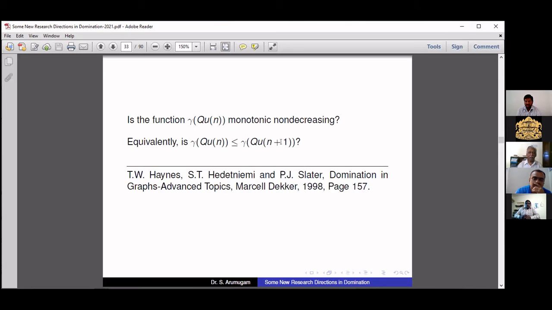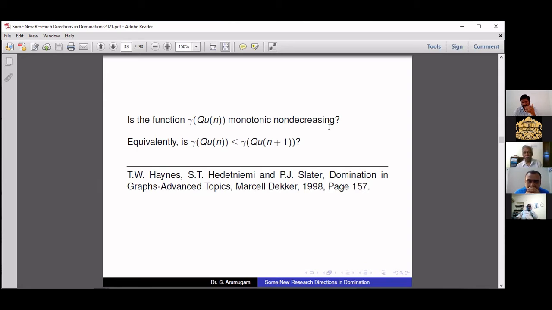That means there is a gamma set of Q(N+1) sitting within the N cross N board, because the set is gamma free. Gamma free means there is a gamma set whose intersection with this set is empty. That means that gamma set lies within the N cross N board, which means that gamma(Q_N) is less than or equal to gamma(Q_{N+1}). So this conjecture can be solved if we can prove that the 2N plus 1 new vertices form a gamma free set.